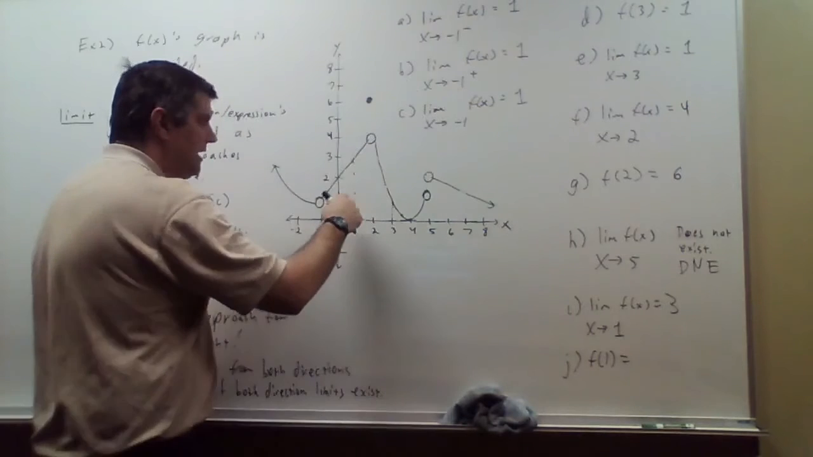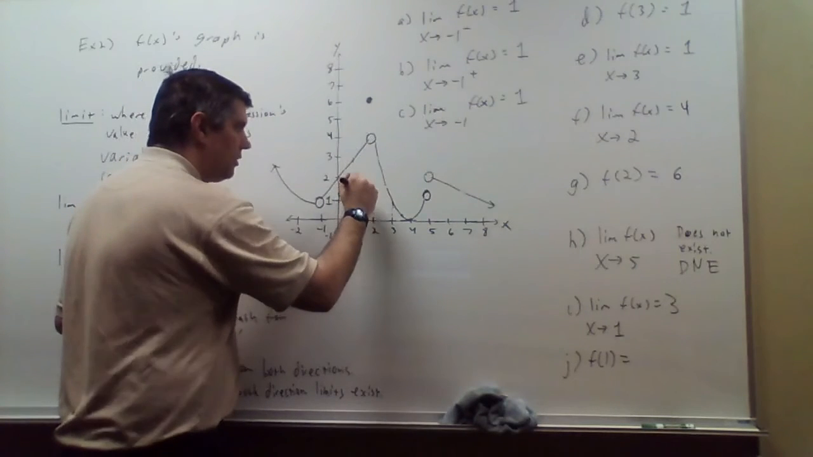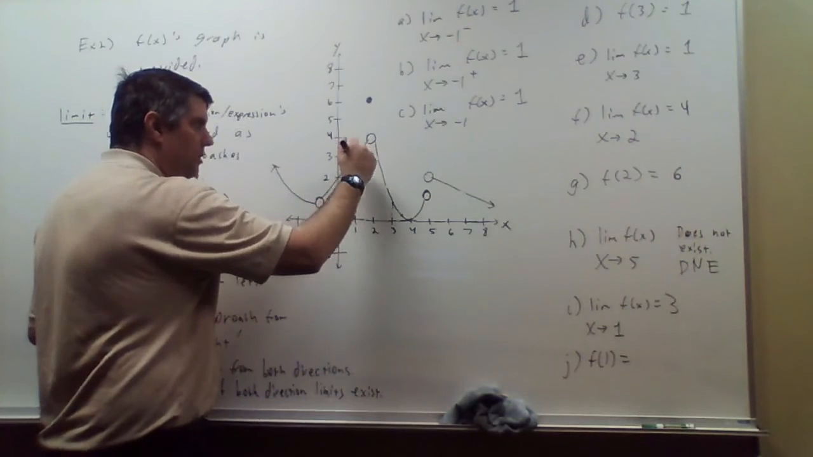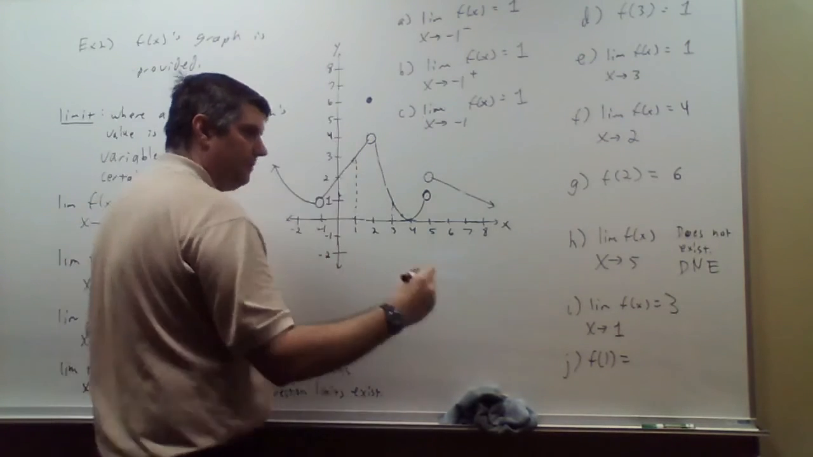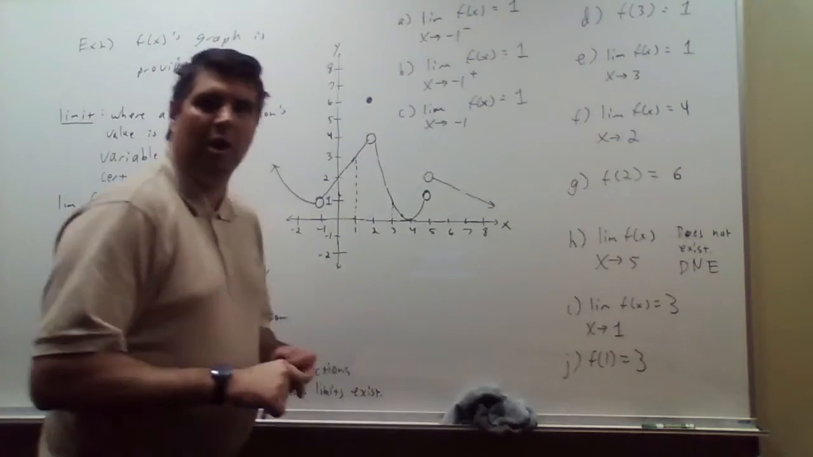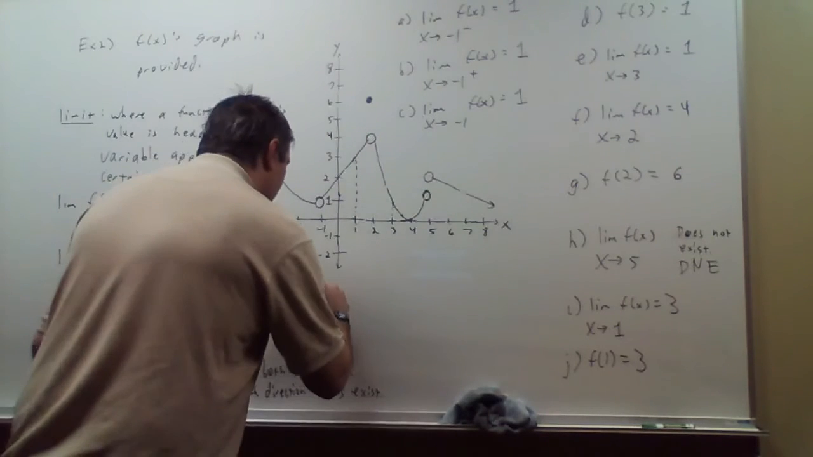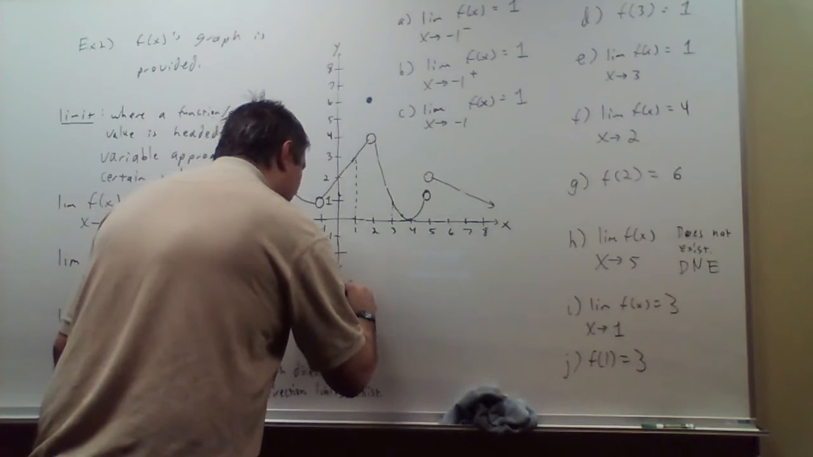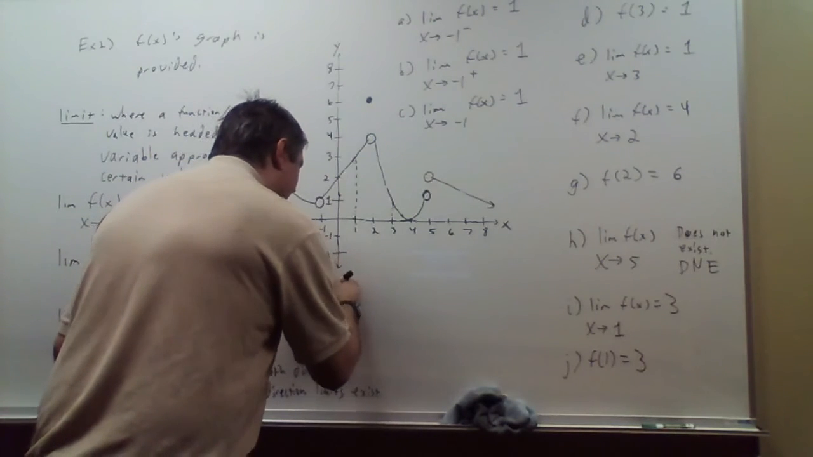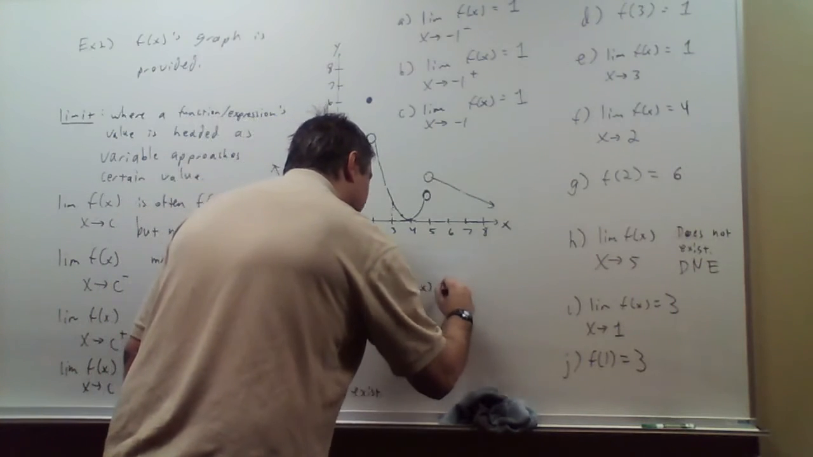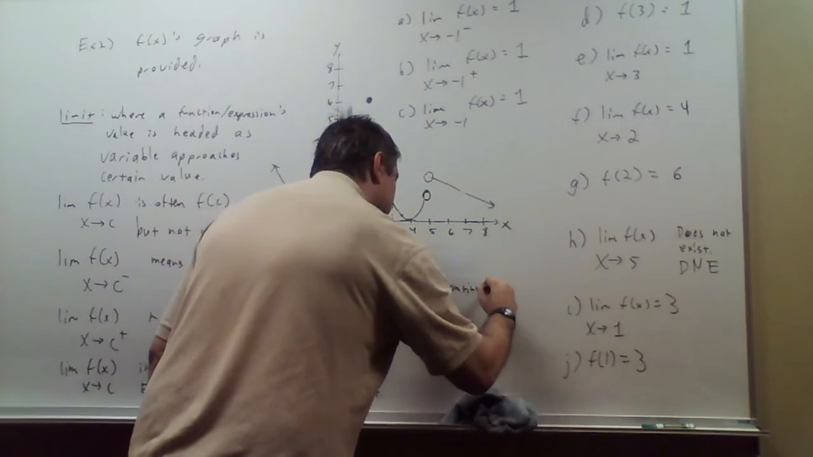Well, if I go to x equals 1 on the graph, the function value is defined, and it's 3. Okay? Now, here's something else I didn't discuss, and that's something called continuity. Where is f of x continuous?